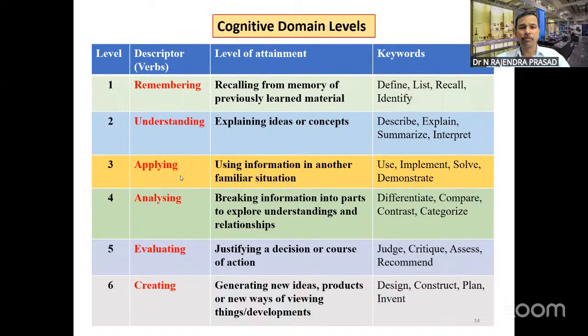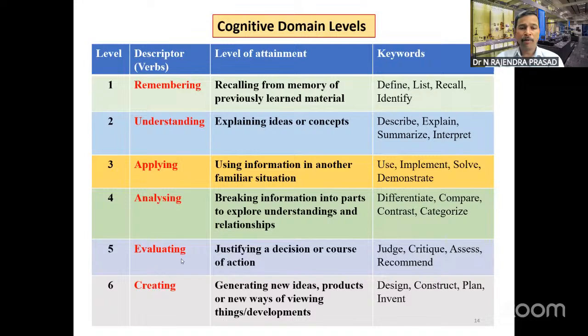Similarly, some concept is to be applied. So Newton's third law is to be applied. Say, in economics, some economic principles, microeconomics or macroeconomics, are to be applied. So some concept needs to be applied. Your question should have keywords such as use, implement, solve, demonstrate, etc. Then the analysis level. The student should be able to break the information into parts, and he has to understand the situation and the relationships. So the keywords are differentiate, compare, contrast, categorize, etc.